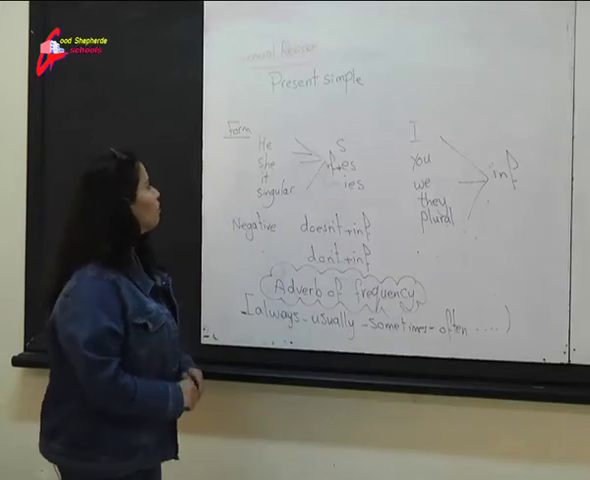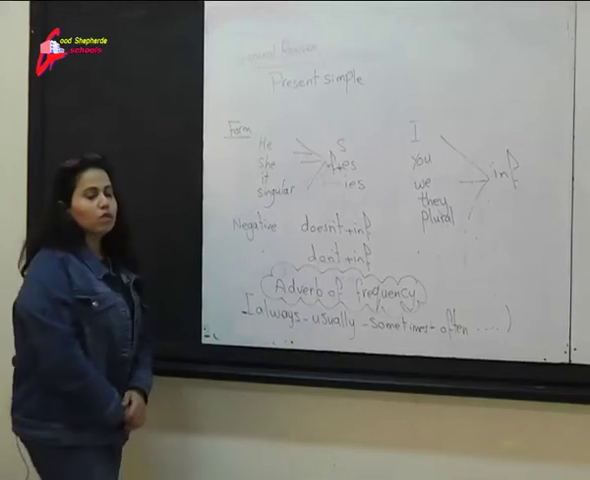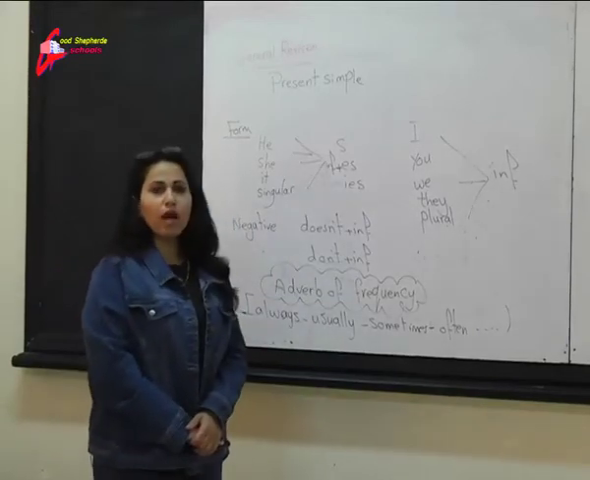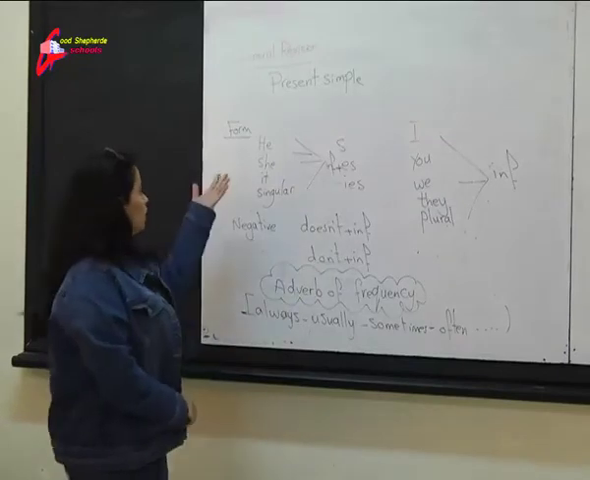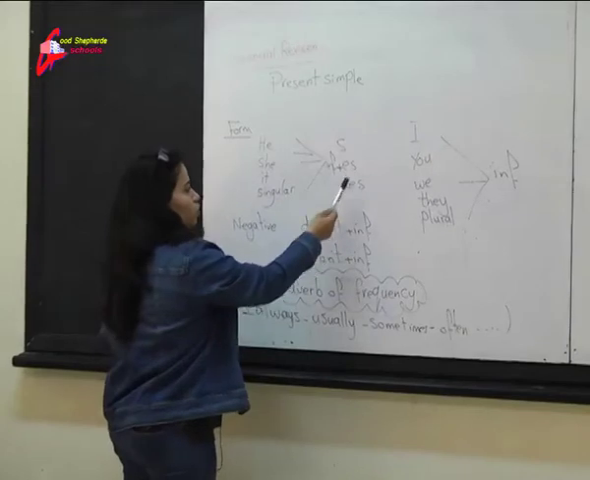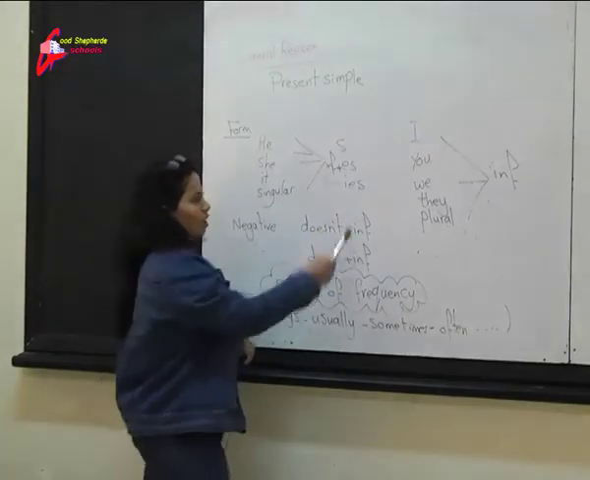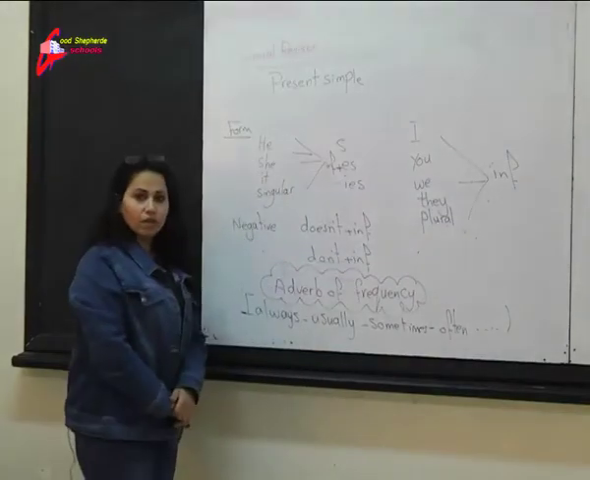Today we are going to revise present simple. Present simple, we use it when we are talking about fact or habit or timetable, as we said before. With he, she, it, and singular, the verb is followed by s or es or ies. And with I, you, we, they, the plural, the verb comes in infinitive.